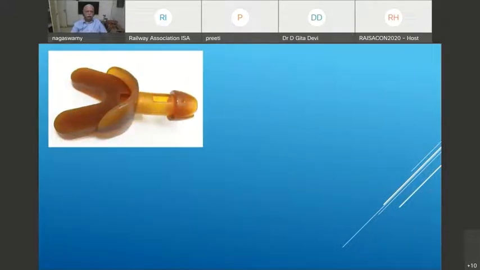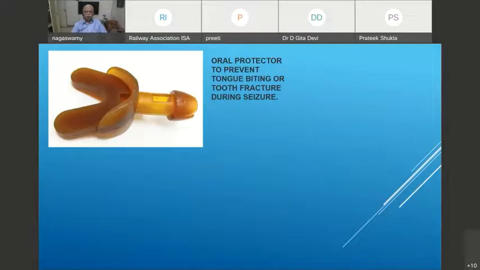Now, can you identify what this instrument is? What does it look like? It is the bite block with an airway, which is used for these ECT procedures. So this portion will go between the teeth, and this will cover the lips. And on this knob you can attach oxygen and give oxygen therapy. There is another picture which will show how exactly it has been used. So this is an oral protector to prevent tongue biting or tooth fracture during seizure.